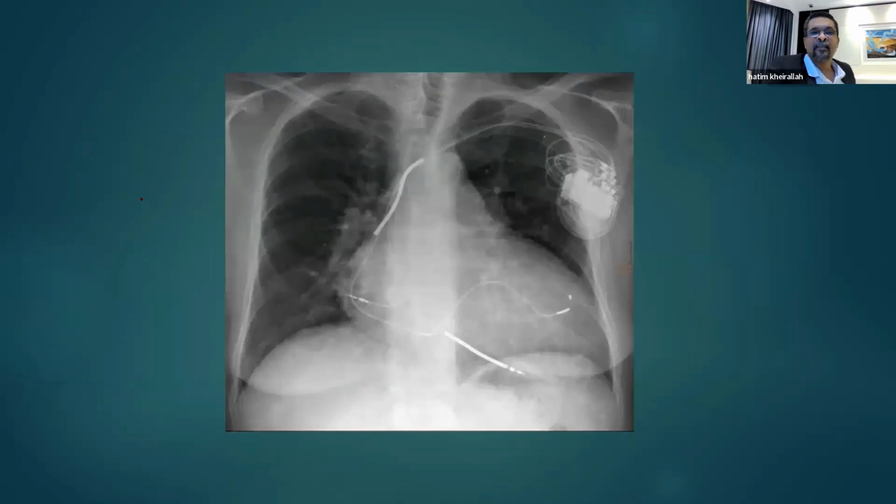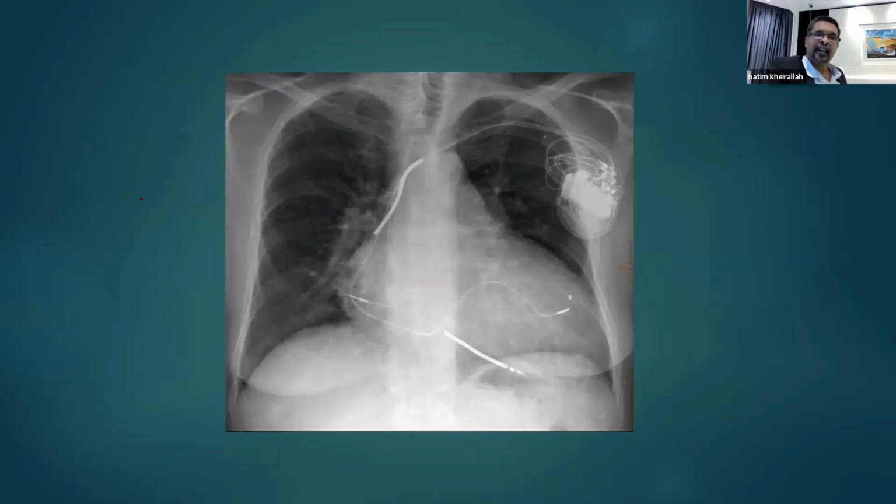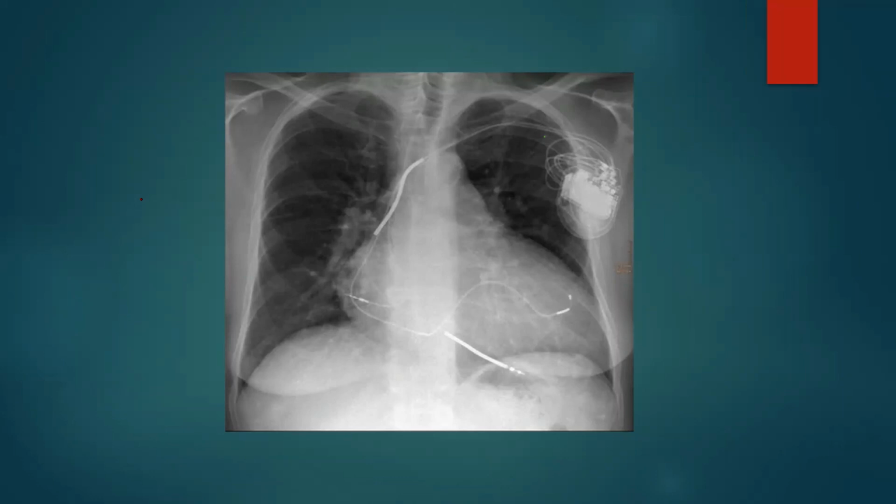Now, what is this device? CRTD. CRTD, not ICD, CRTD. If you say biventricular ICD, I might accept that. But if you say CRT, you said CRTD. Yes, CRTD, yes. Okay.